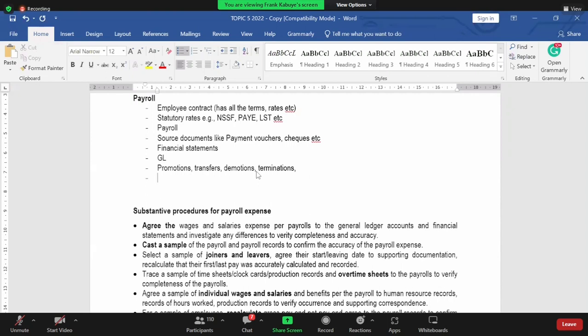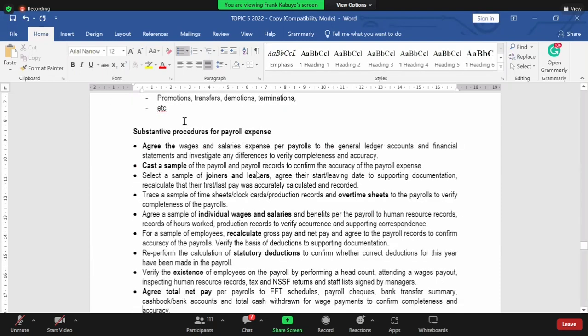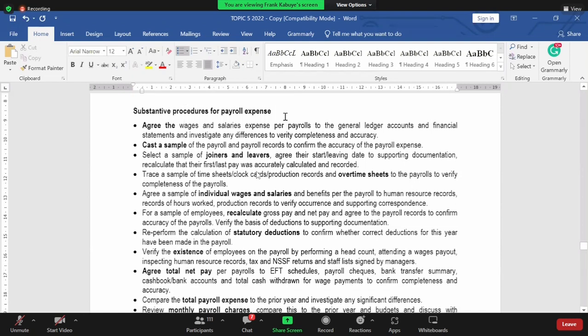So, substantive procedures for payroll. The first one is an inspection. Agree the wages and salaries expense per payrolls to the general ledger accounts. So, is the payroll agreeing? Are these wages and expense accounts agreeing to the payroll? So is the payroll agreeing to the general ledger?